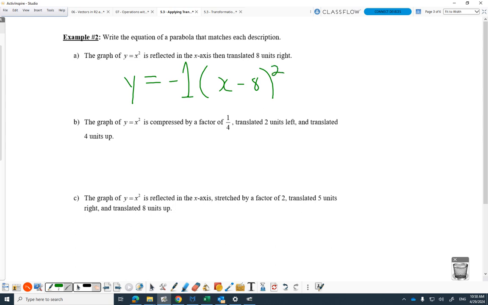As we get ready for grade 11, it'll be a different function we're talking about, but all the transformations will be the same. All the other stuff will be the same. Let's try another one. These aren't easy to think backwards. Compressed by 4, 2 units left, and translated 4 units up.